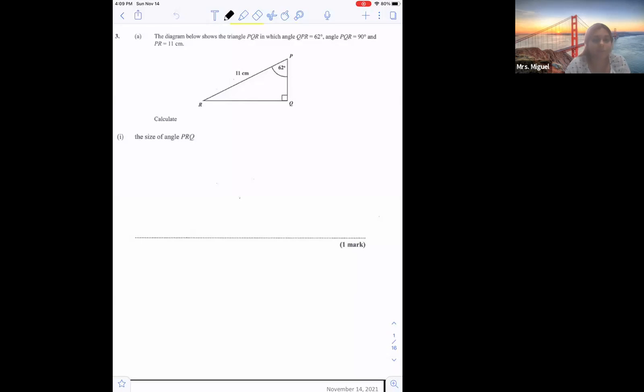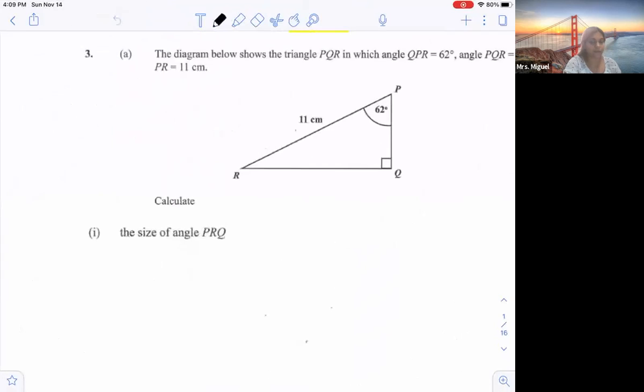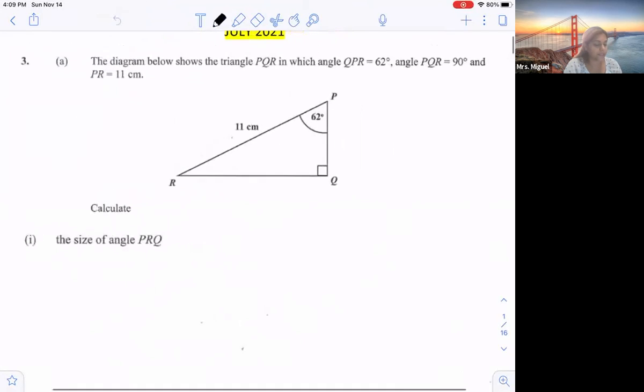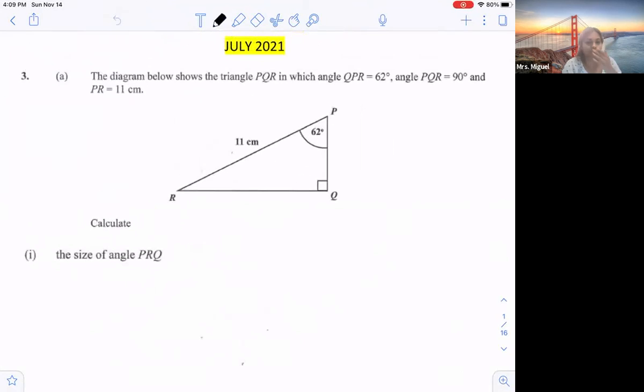Good afternoon, everyone. In today's class, we are going to look at question 3 of the CSEC Mathematics Paper 2. So we will start off by doing July 2021, question 3.